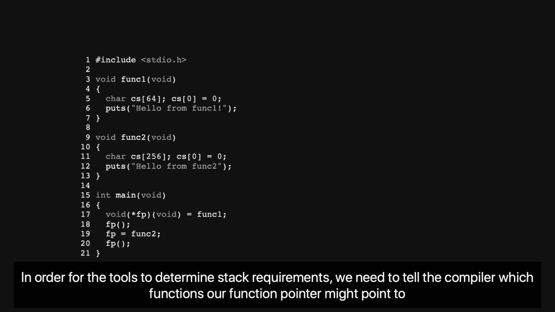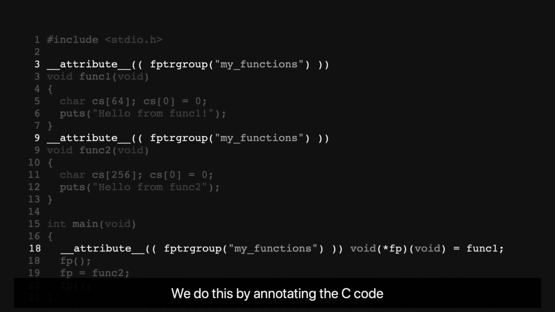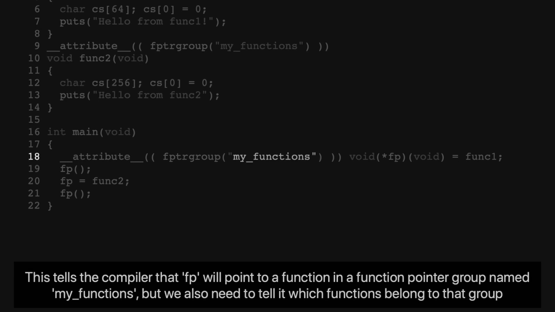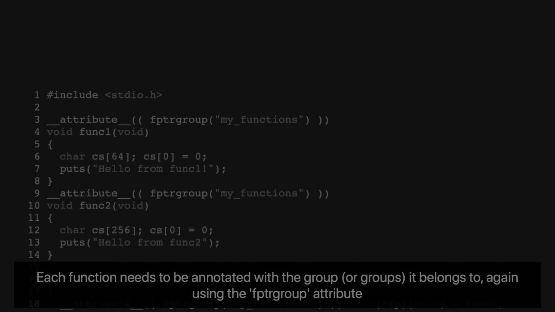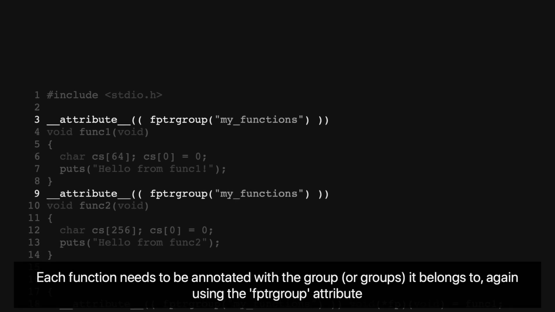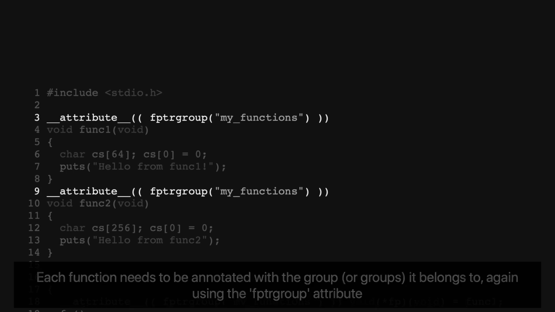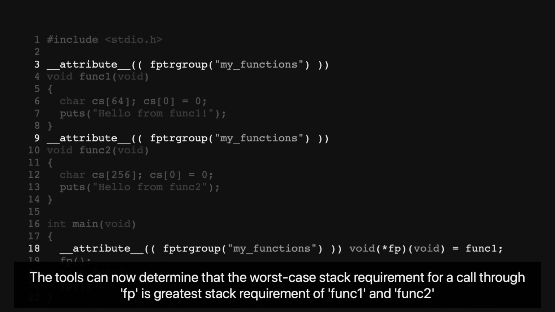In order to get correct calculations, we need to tell the compiler which functions our pointer might refer to. To do this, we annotate the relevant code. We assign a group to the function pointer. Here we see that our pointer fp refers to a function in the group myFunctions. We also need to annotate each possible callee to say that it belongs to that group. We apply the same attribute as before to all possible callee functions. The stack required for this application is now calculable, and xmap will assign enough stack space for both our indirect calls.